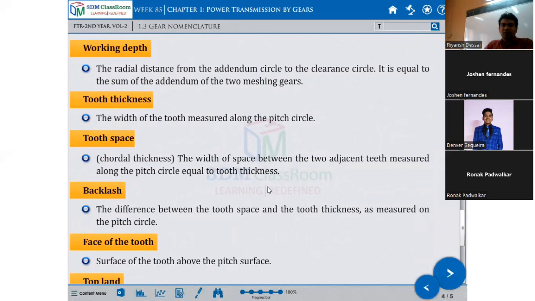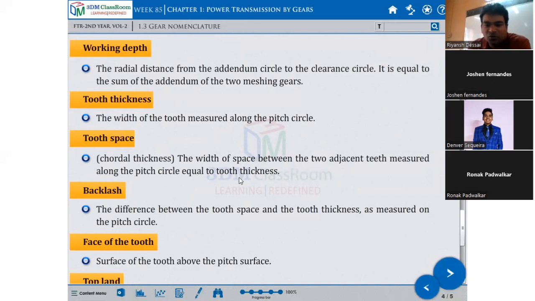Tooth thickness is the width of the tooth measured along the pitch circle. So from the pitch circle, you have to measure the thickness. Tooth space is the width of the space between two adjacent teeth, measured along the pitch circle, and it is equal to the tooth thickness.